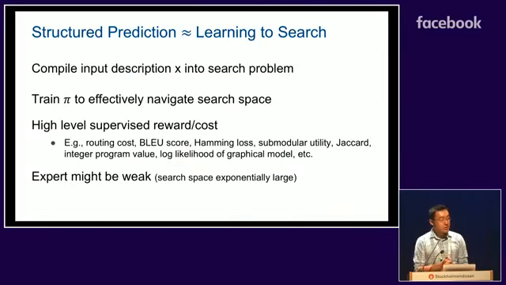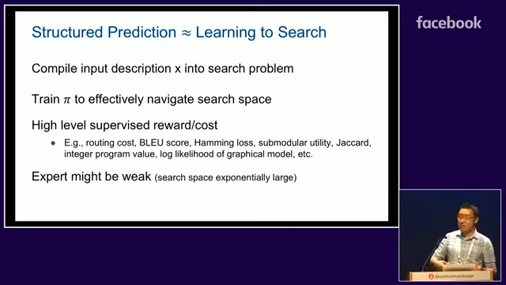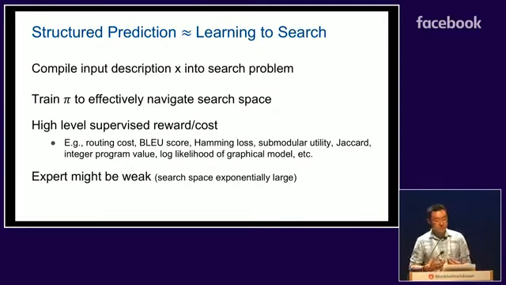Okay, so another perspective on structure prediction is that it is similar to, or in many cases, equivalent to some kind of learning to search problem, right? So what is learning to search? Well, learning to search basically says we have some input description, X, and we compile it into a search problem, typically a combinatorial search problem, right? And we then want to train a policy pi to efficiently navigate this search space, right?